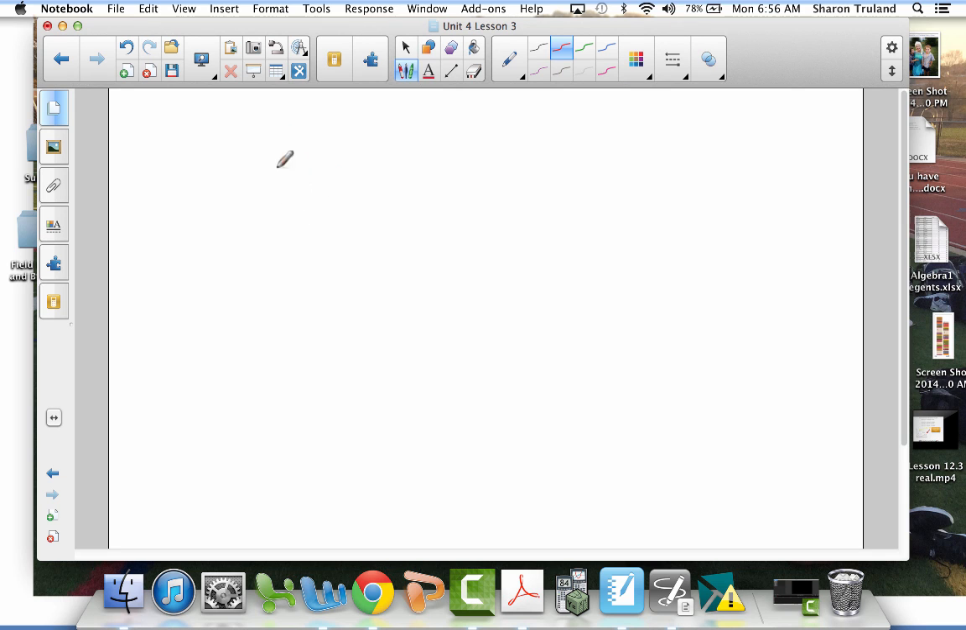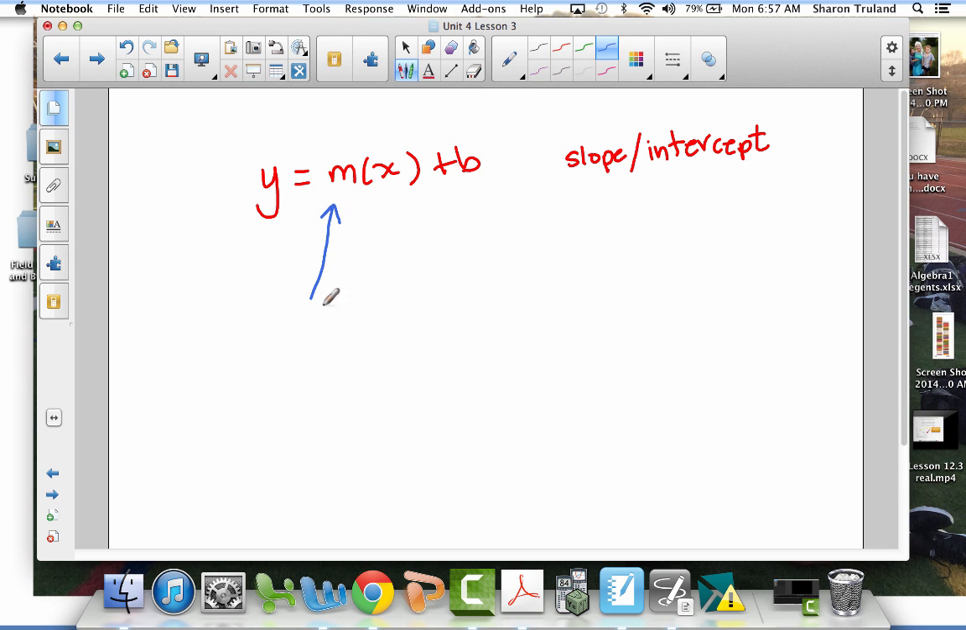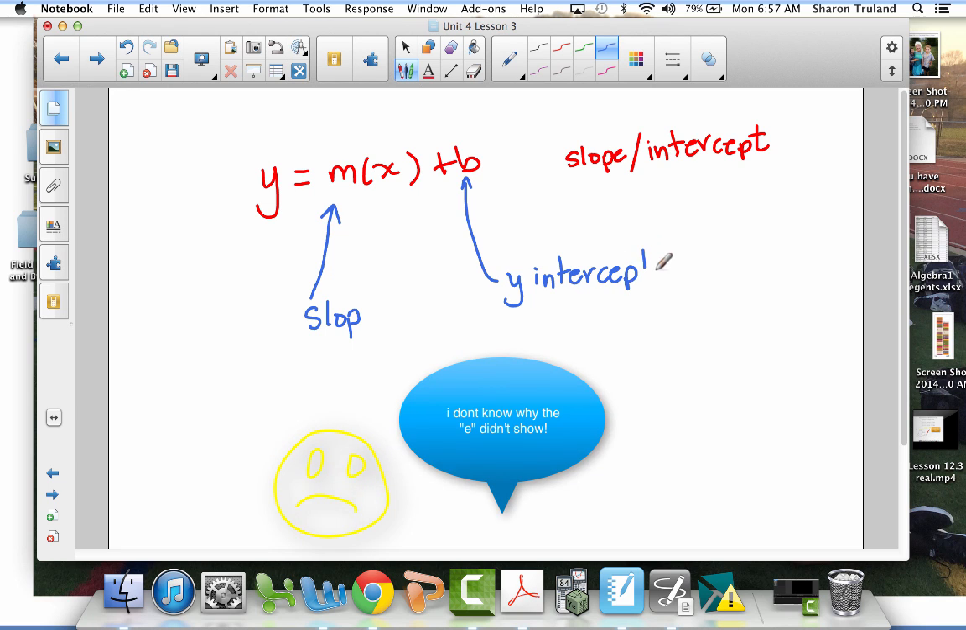So what we want to see is we have a new form of a line. It's called y equals mx plus b. This is called the slope-intercept form, and you're going to learn about a couple of different ways to write a line, but we're going to start off with the easiest one, which is the slope-intercept form. The m is the slope, and the b is the y-intercept. So if we can get any equation into this form, it's going to be very easy to graph.